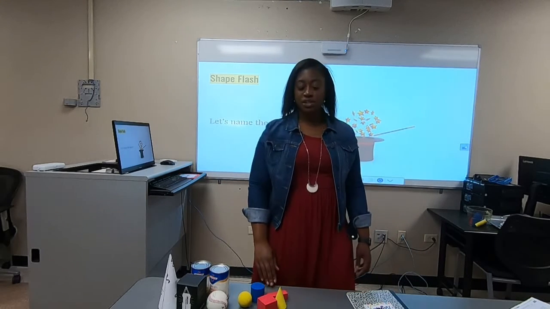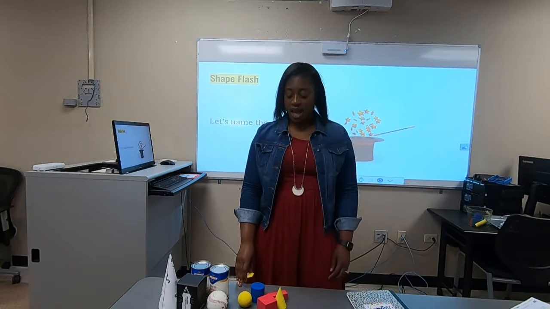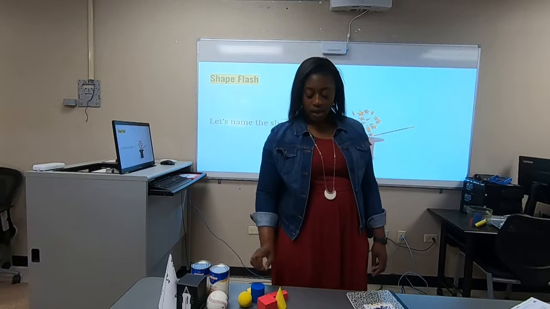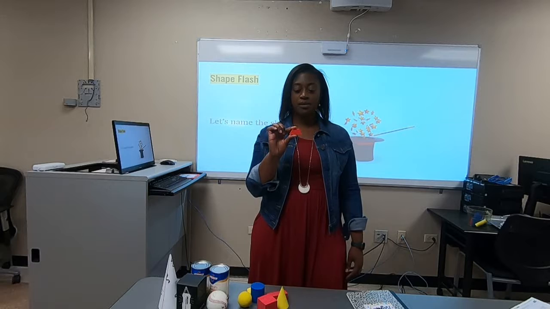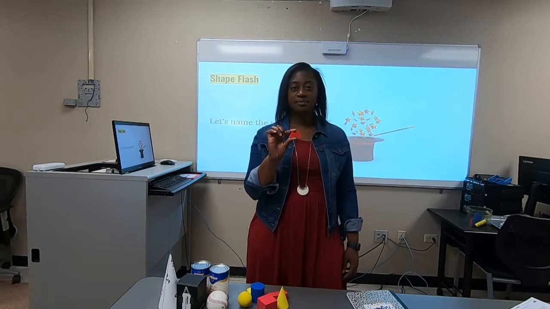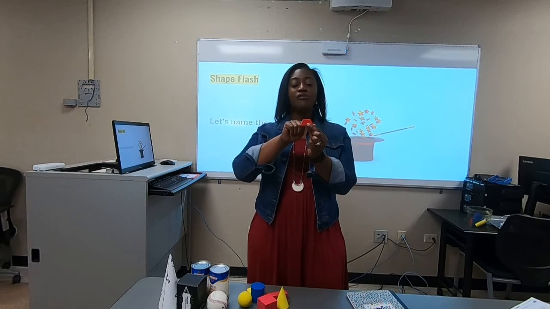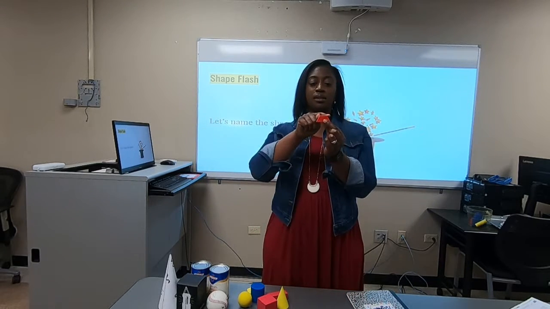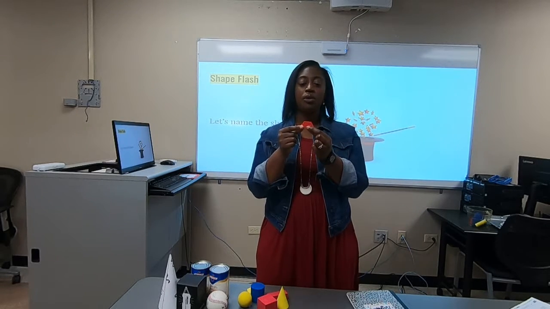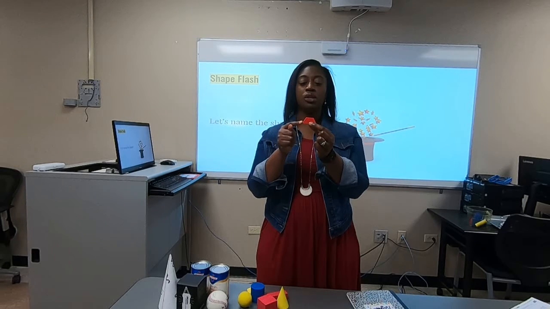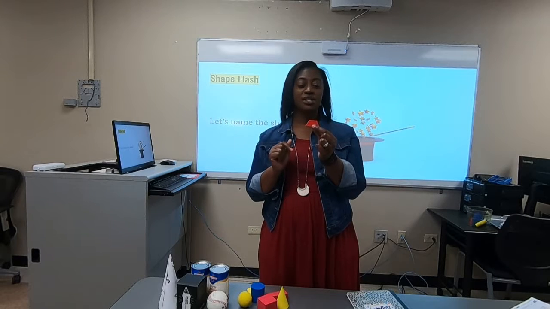To begin, let's do a shape flash. I want you to think about the name of the shapes as we go over them together. Let's look at our two-dimensional shapes first. Our first shape is a what, boys and girls? That's right, a trapezoid. A trapezoid has four sides, 1, 2, 3, 4, and four corners, 1, 2, 3, 4. Did you know that? Of course you did.